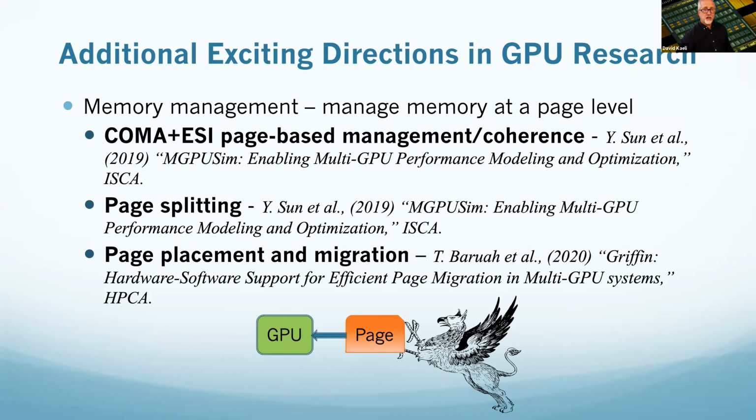Some work that I think is promising. So our work on MGPUSim. If you go to our ISCA 2019 paper, you can read about COMA and ESI page-based management and coherence. So doing memory management at a page level.